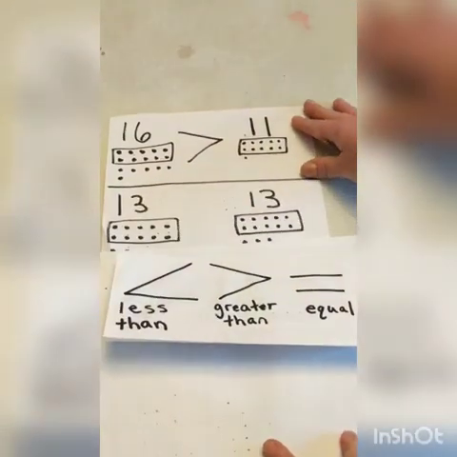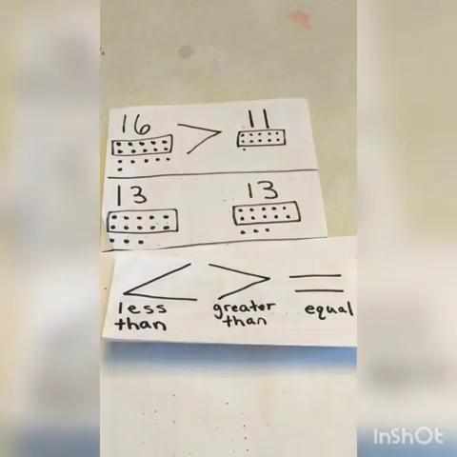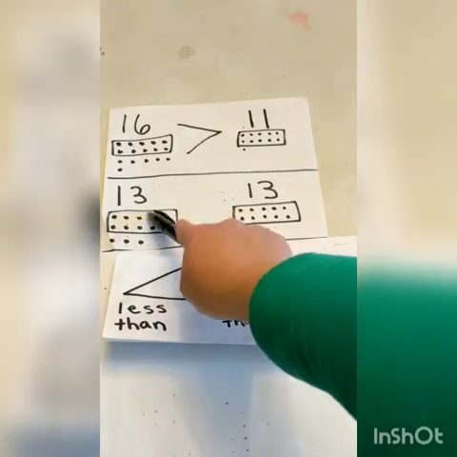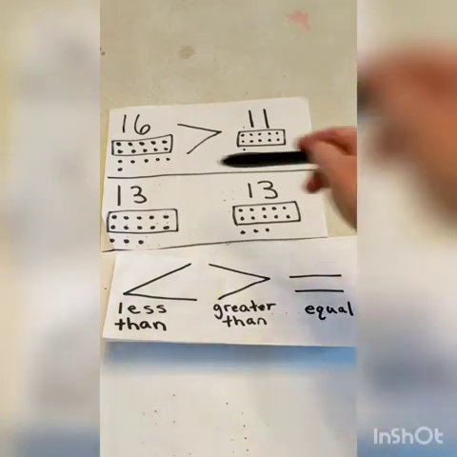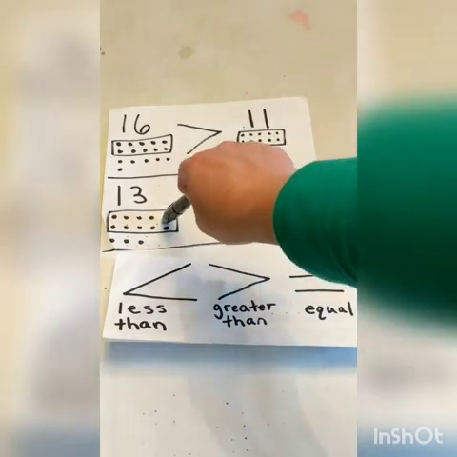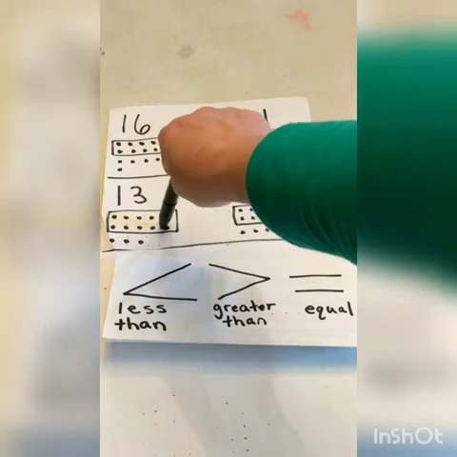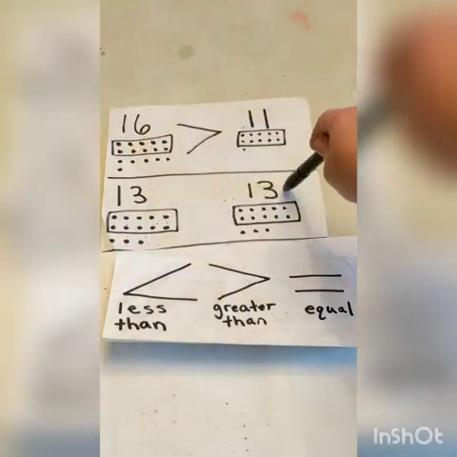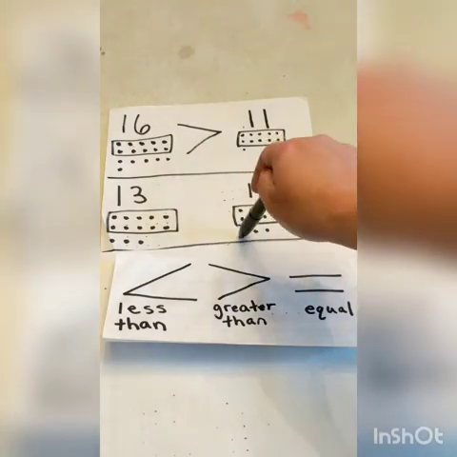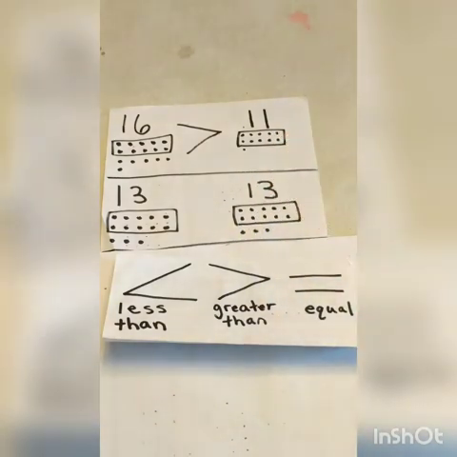Okay. Our next problem is comparing the number 13 and the number 13. Let's count those dots to make sure that we have 13 here. So we have a 10 frame. So we're going to say 10, 11, 12, 13. And this one, we have 10, 11, 12, 13.